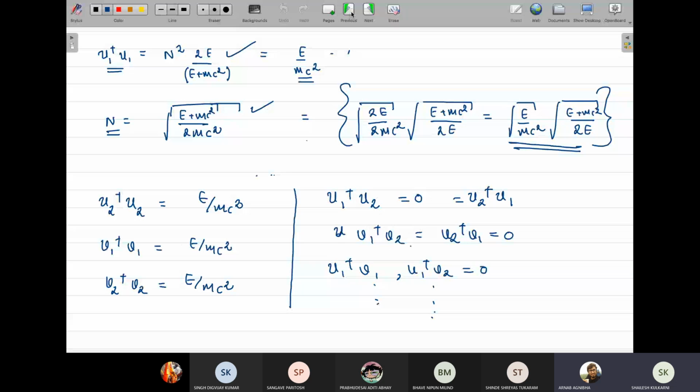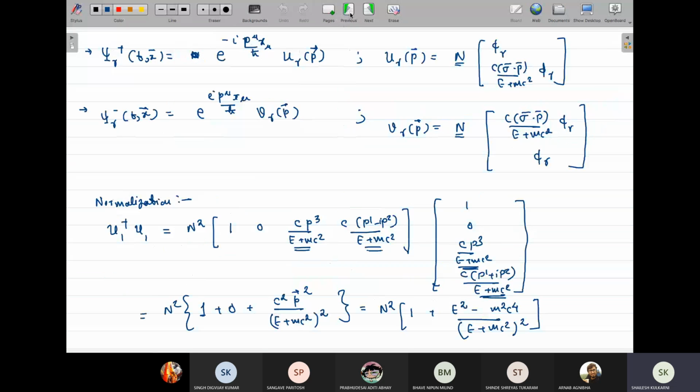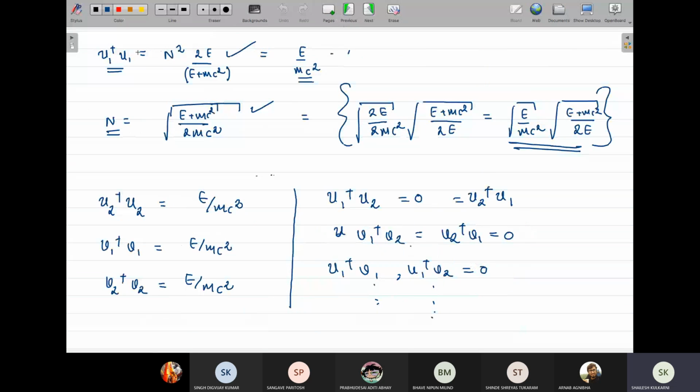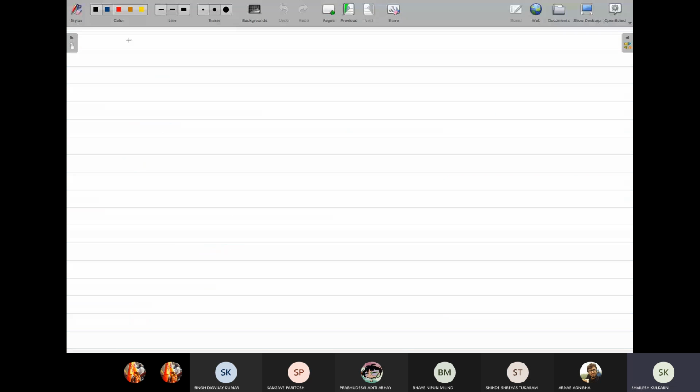So in the previous class we were dealing with this normalization. The normalization of u_r: u_r dagger u_r is E by mc square, and similarly v_r dagger v_r is E by mc square. Now we have to fix the normalization for psi. So let us do that.